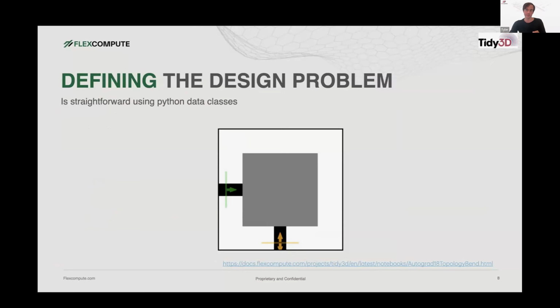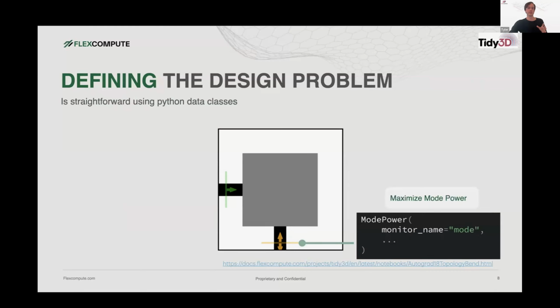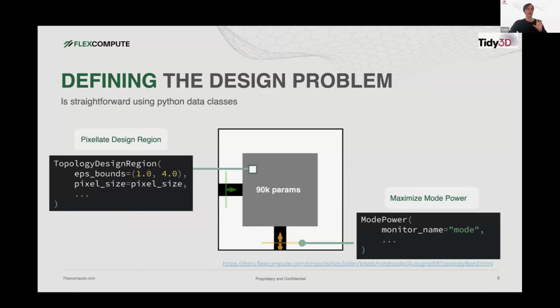Now, we have one interface for defining these inverse design problems, which are basically done by adding certain Python data classes to your simulation to specify various things. So for example, I can specify a mode power that just picks out the power in this waveguide. It's just a simple Python class. I can specify some object that tells me how to discretize my design region and the bounds of the permittivity within there, which will give me, in this case, 90,000 parameters.